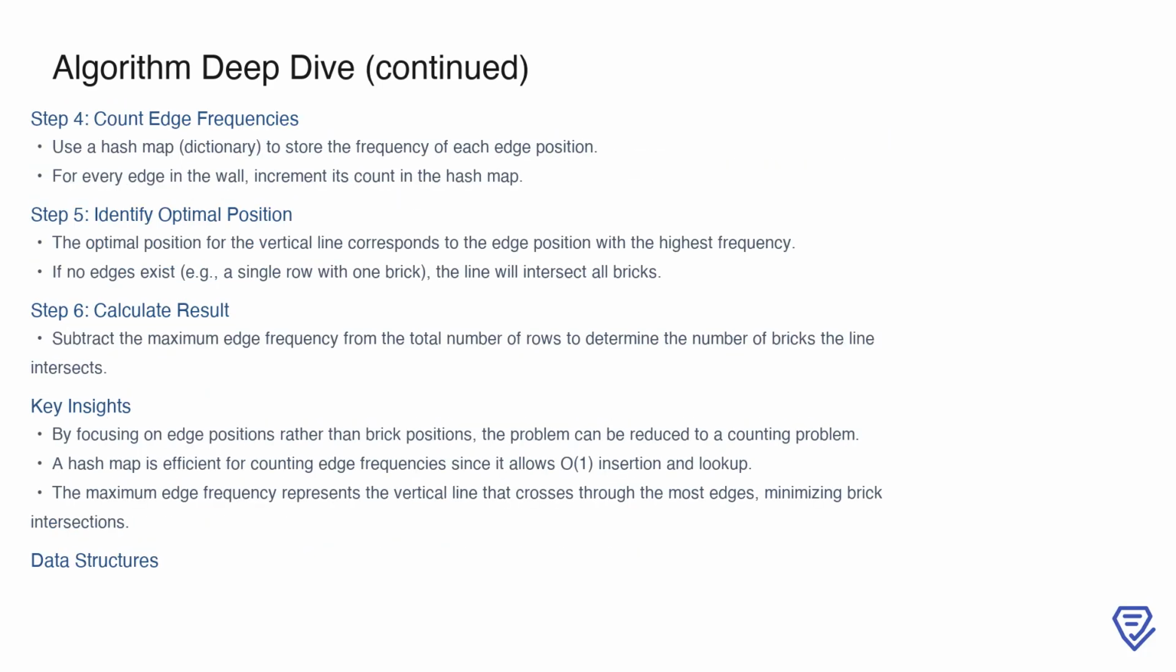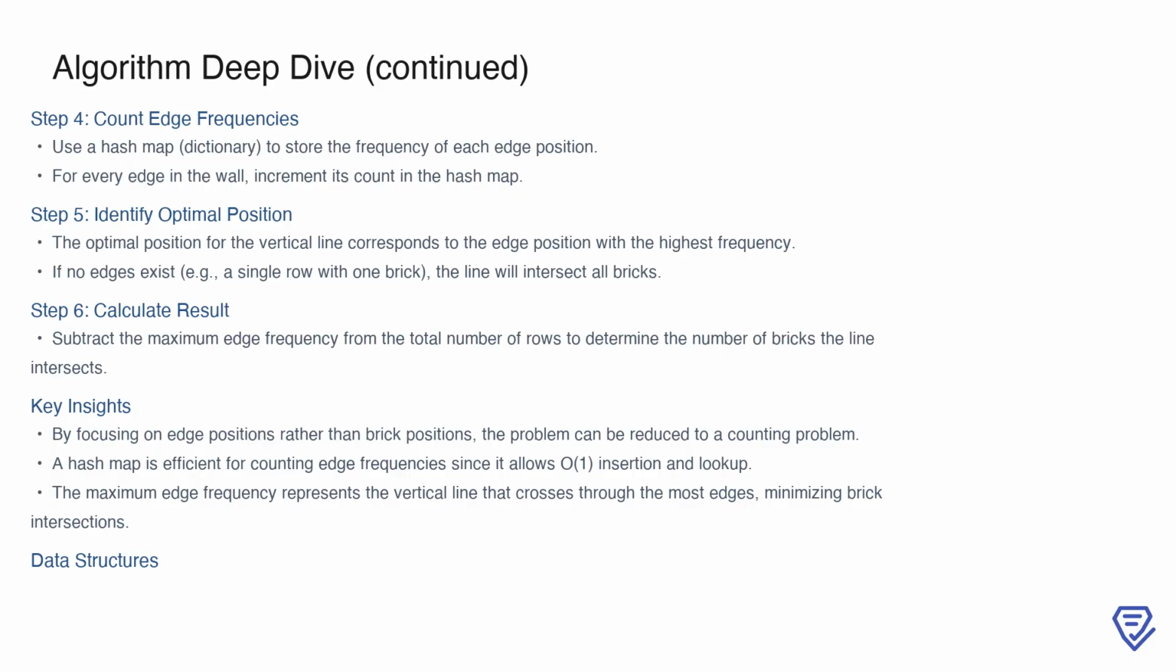After determining the edge positions from the brick widths, the next step is to count how frequently each edge position appears across all rows. We use a hash map for this, where the keys represent edge positions, and the values represent their respective frequencies. For every edge we calculate, we simply increment its count in the hash map. Once we have the frequencies, we can identify the optimal position for the vertical line. This will correspond to the edge position with the highest frequency, as it represents the line passing through the most edges and thus intersecting the fewest bricks.